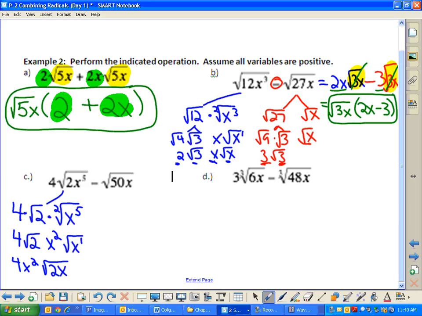And now I'm going to simplify the square root of 50x. I did bring down my minus sign there. I don't know if you saw me do that. Brought down my minus. Now I'm going to simplify the square root of 50x.